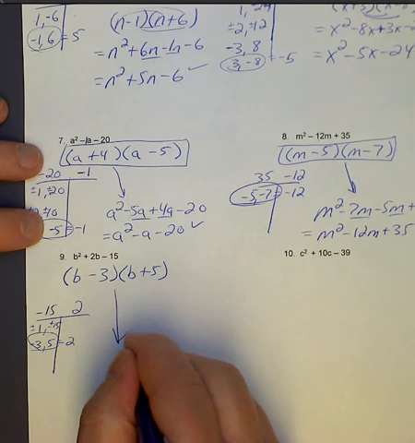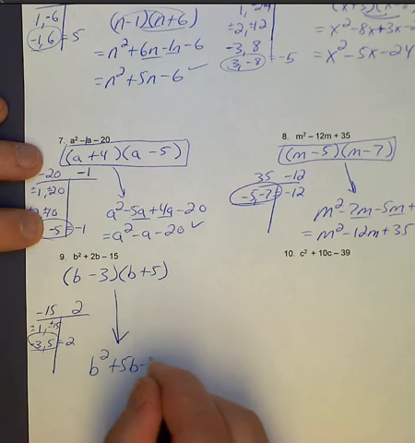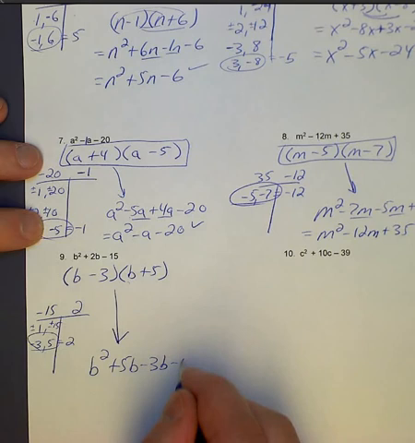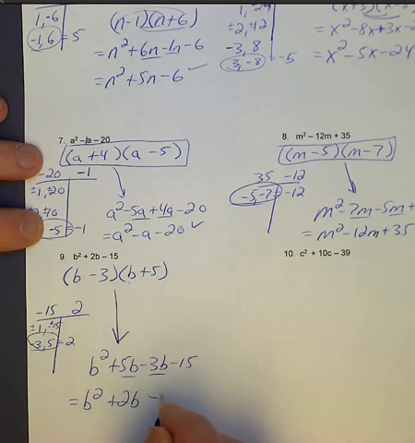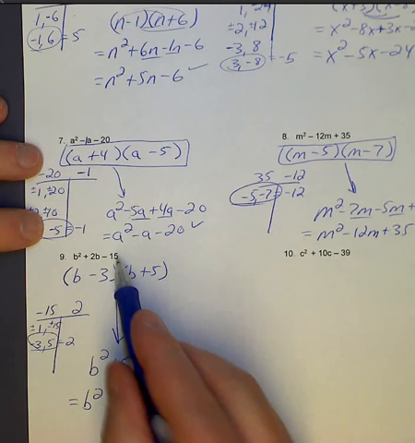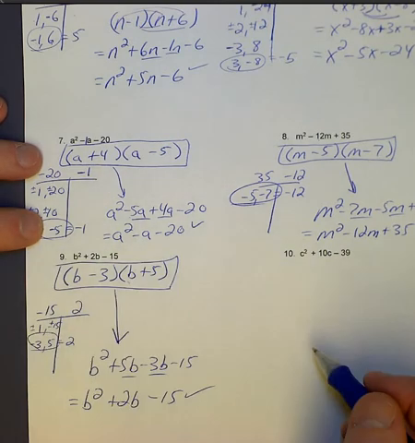I'm going to check it. I get b squared first. Outside 5b. Inside negative 3b. Last negative 15. I'm going to combine my like terms. I get b squared plus 2b minus 15. Was that the original problem? It checks. So these binomial factors are good.